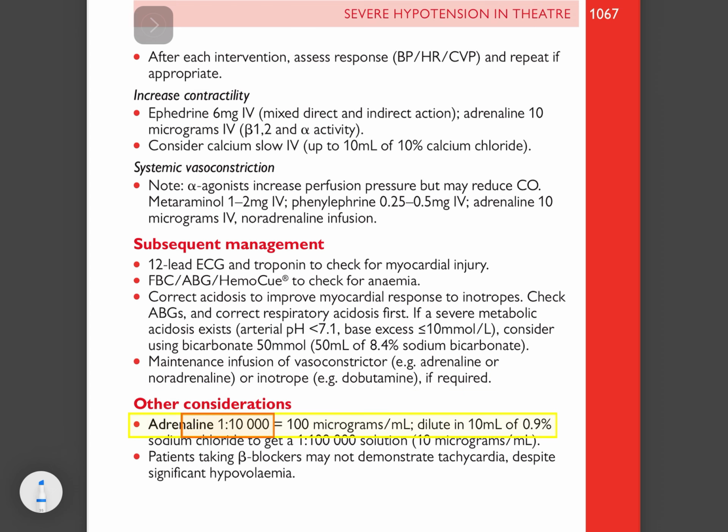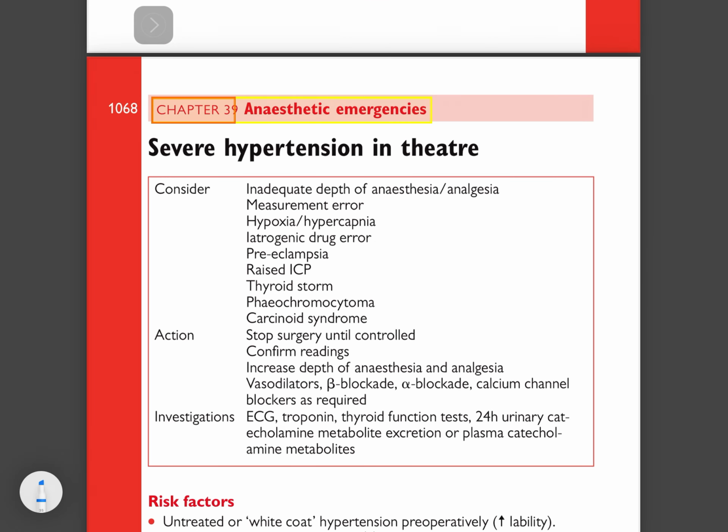Other considerations: adrenaline 1:10,000 equals 100 micrograms/ml; dilute in 10 milliliters of 0.9% sodium chloride to get a 1:100,000 solution, 10 micrograms/ml. Patients taking beta blockers may not demonstrate tachycardia despite significant hypovolemia.